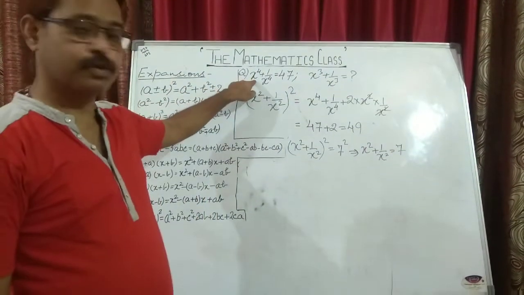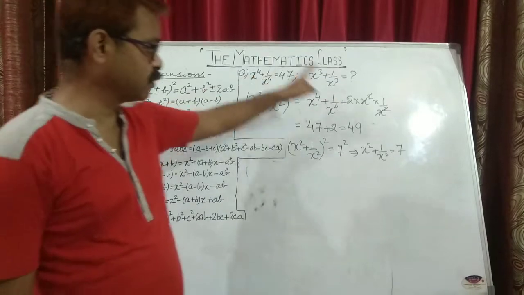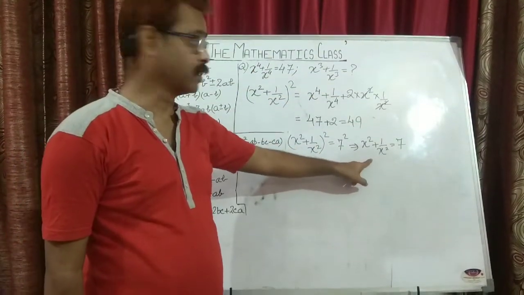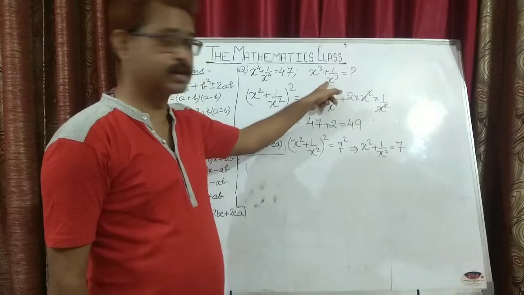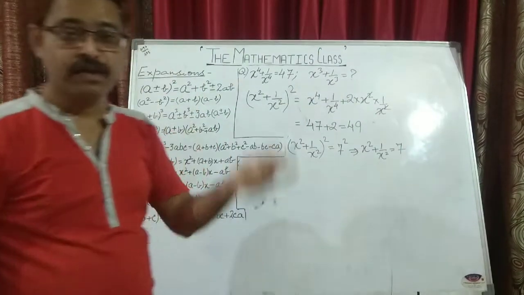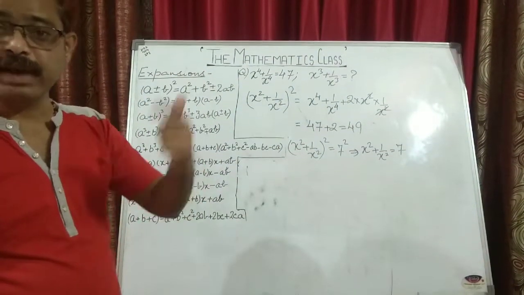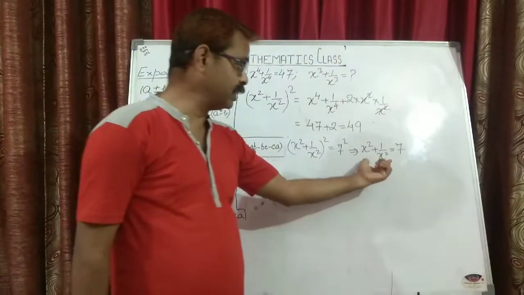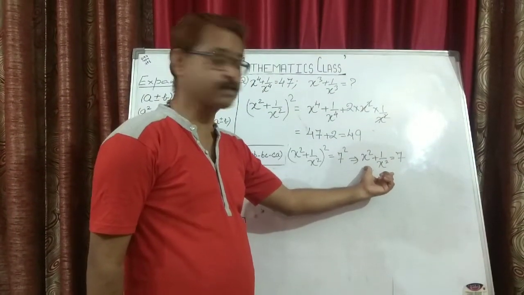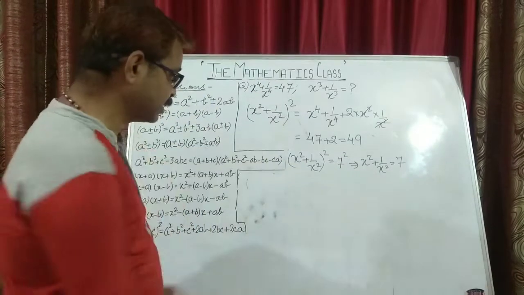Now this x to the power 4 plus 1 upon x to the power 4 has been converted to x square plus 1 upon x square. But we need x cube plus 1 upon x cube. How will we get this value? When we know the value of x plus 1 upon x. So again this will be converted to x plus 1 upon x by the same method.